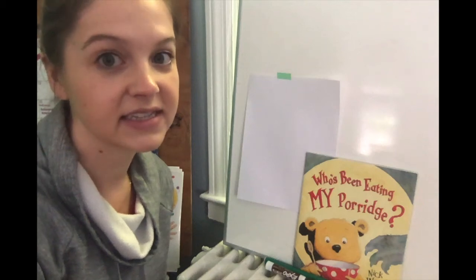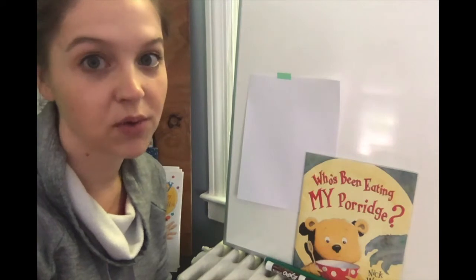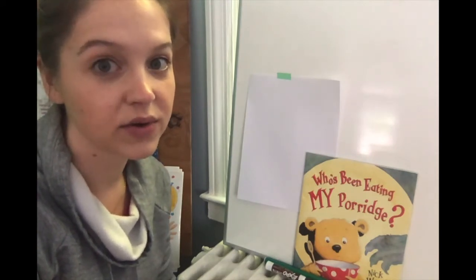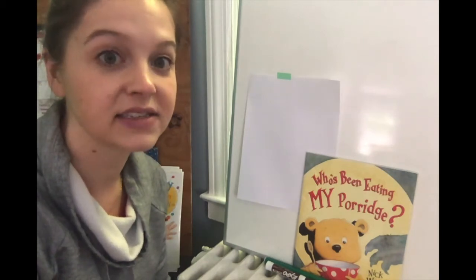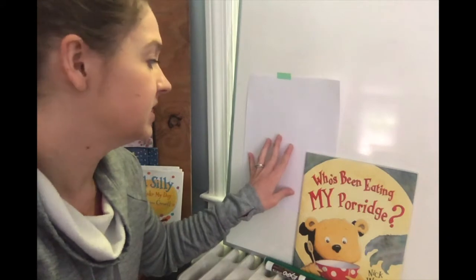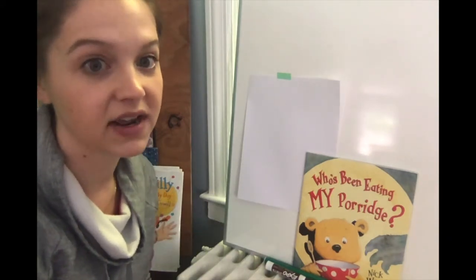Hi friends, this is the activity video that goes along with the book, Who's Been Eating My Porridge? We just read the beginning of the story, and now we're going to make a prediction, a guess about how the story would end. For this activity, you'll need a piece of paper, something to write with, and something to color with if you have it at home.